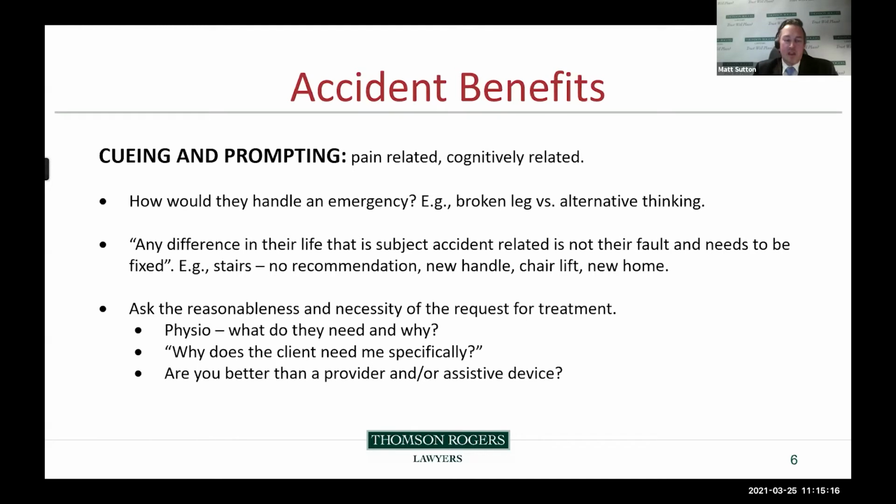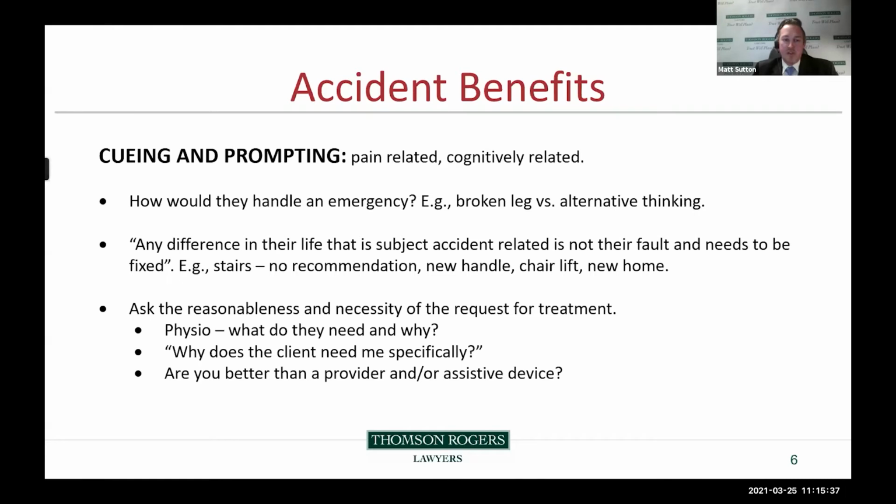Next, I came up with this thought: if any functional issue or need for treatment is stemming from the accident, don't worry about causation so much, even if this person has a pre-existing history or otherwise. Really focus on their functional needs and what they need at that moment.